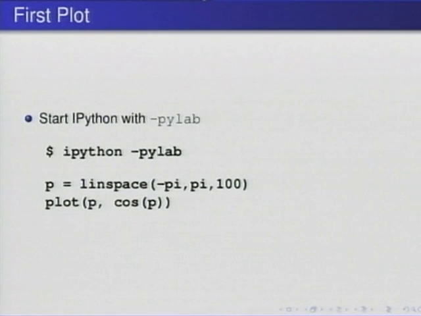So what is it that we are supposed to do? Type these two commands at the prompt. At the IN prompt, p equal to linspace(-pi, pi, 100) and then plot(p, cos(p)). If you are following me, p equal to will be IN 1 and plot would be IN 2.